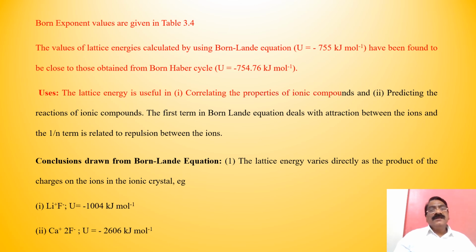Now, uses of this. The lattice energy is useful in correlating the properties of ionic compounds, and second, in predicting the reactions of ionic compounds. The first term in the Born-Lande equation deals with attraction between the ions, and the 1 upon n term is related to the repulsion between the ions.